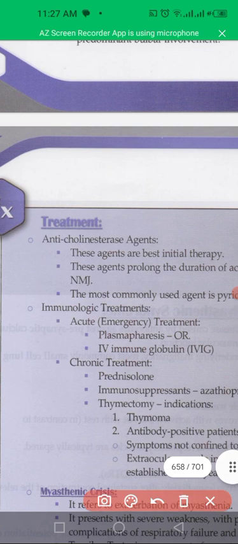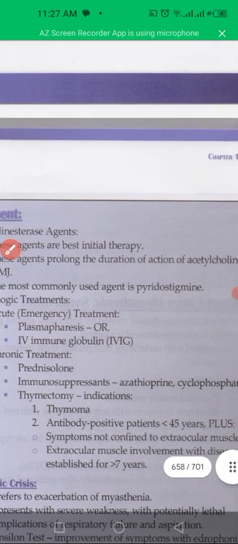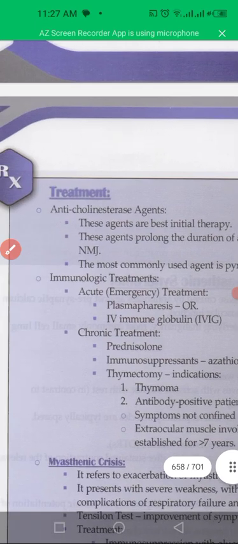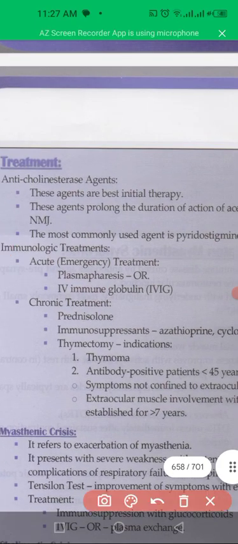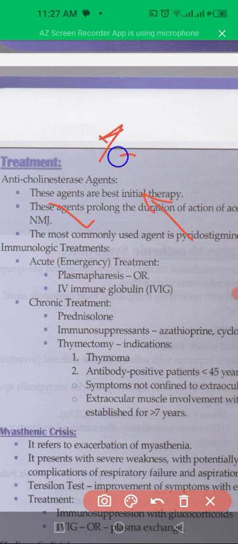How can we treat? We can treat with acetylcholinesterase inhibitors, which are the first-line therapy, and they prolong the duration of action of acetylcholine at the neuromuscular junction, and the most commonly used agent is pyridostigmine. It increases the concentration of acetylcholine and causes contraction.